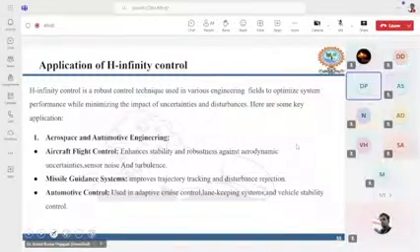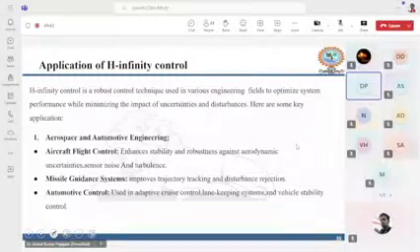Now we can see the applications of H infinity, in aerospace and automotive engineering. In aerospace, it can be used to enhance stability and robust performance against uncertainties, sensor noise and turbulence. It can also be used in missile guidance systems to improve trajectory tracking and disturbance rejection. In automotive control, it can be used for adaptive cruise control, lane keeping systems and vehicle stability control.